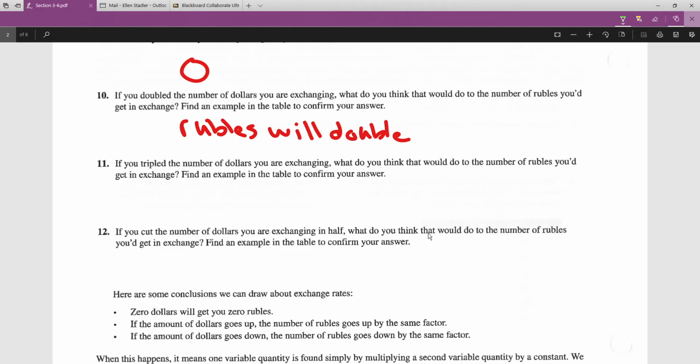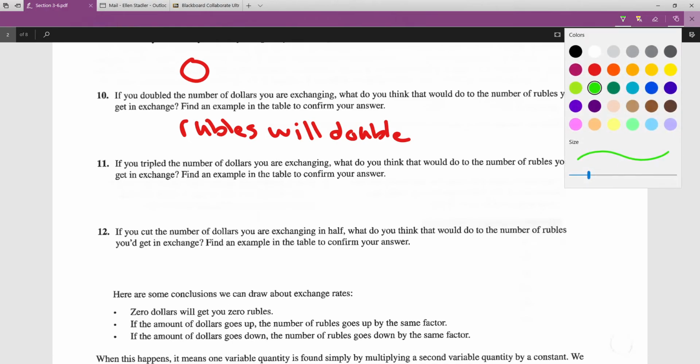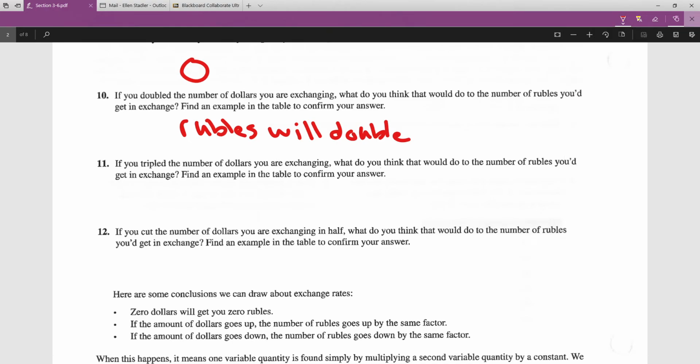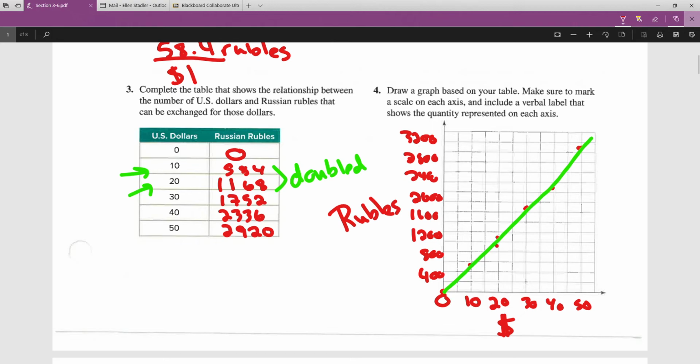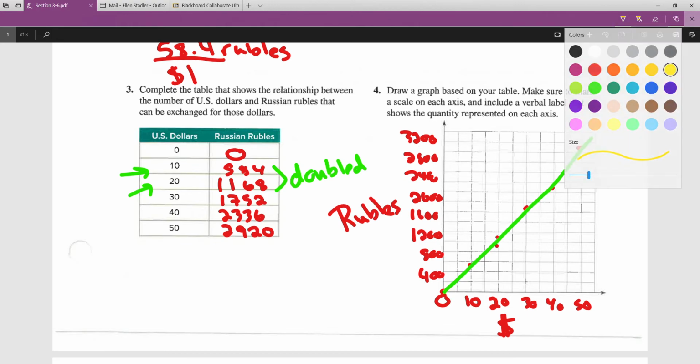If you triple the number of US dollars you're exchanging, what do you think will happen to the amount of rubles you get? I'm pretty sure that it will triple. It asks us again to find an example in the table. Let's go back to the table. We'll do this one in a different color. We'll do this one in yellow.